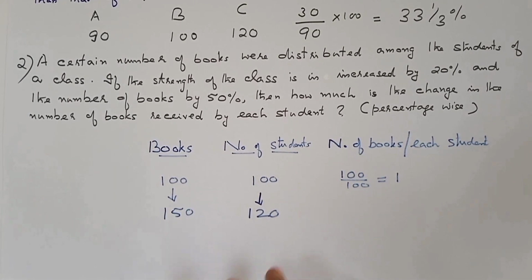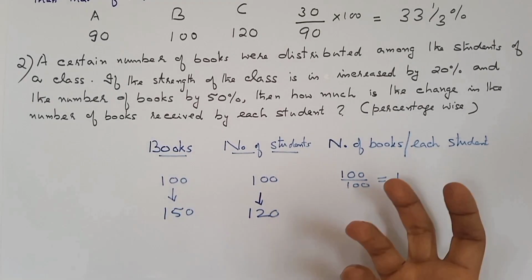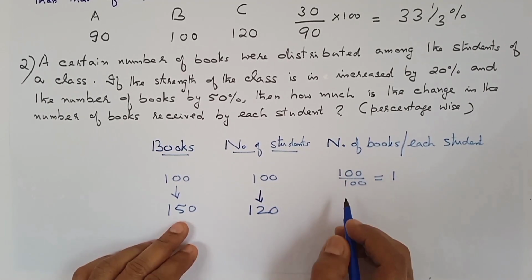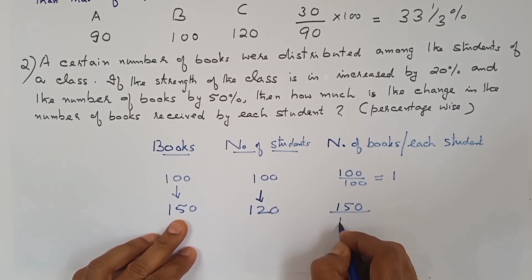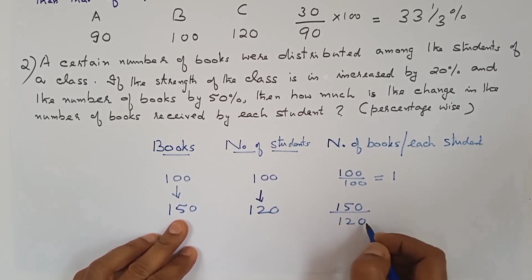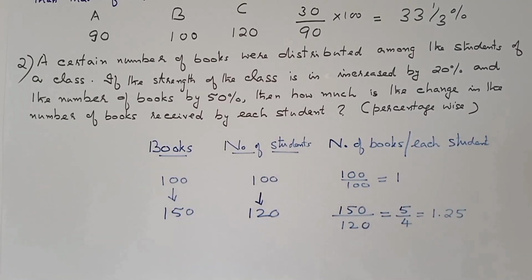Now after these changes, how do you find out the same quantity? Number of books, in this case 150, divide that by the number of students, 120. So 1.25 is the number of books received by each student.